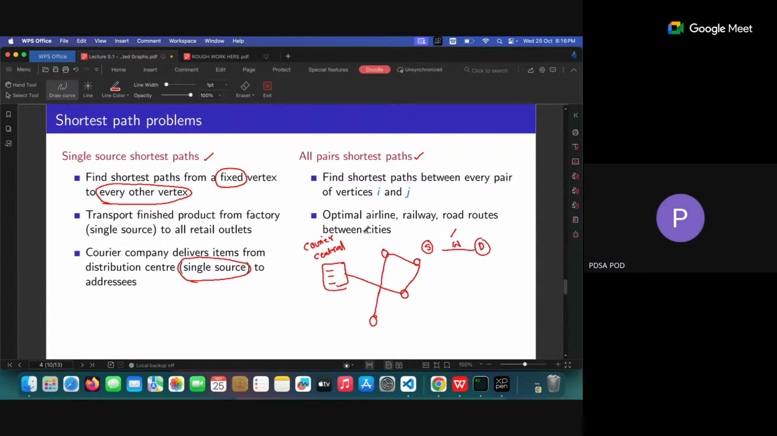Whenever all pair shortest path comes up, we'll discuss more examples. There is a complete algorithm and a complete example, and we'll discuss them at that time. At this moment, the upcoming few lectures are about single source shortest path only, so we'll focus on it. Okay, so I'm going to the next one.